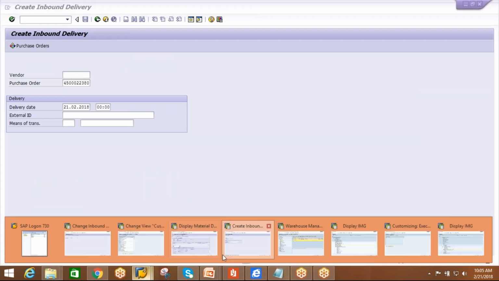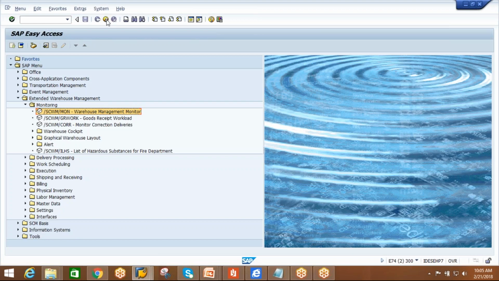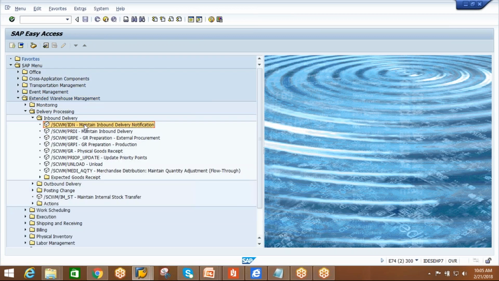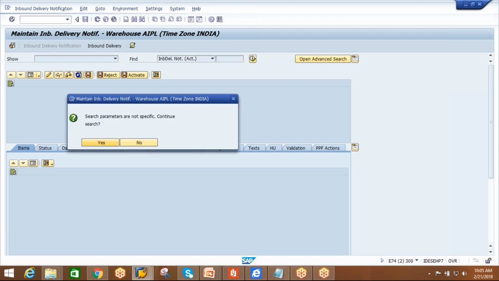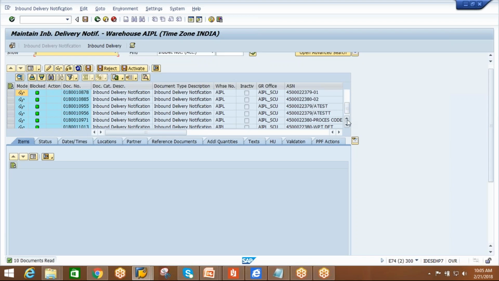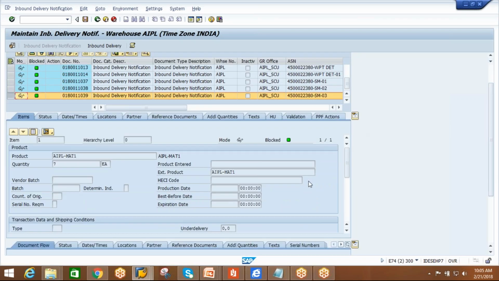One double 11039. Go to delivery processing, inbound delivery. Come to inbound delivery notification.